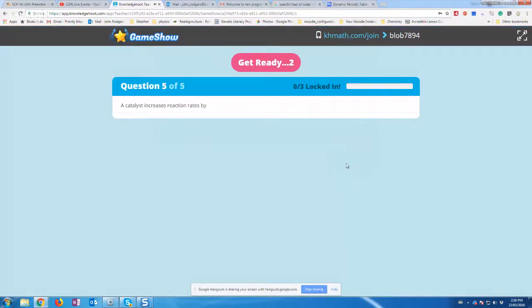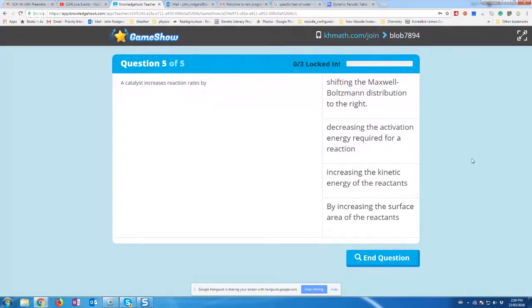Catalyst increases reaction rates by, get ready, shifting the Maxwell-Boltzmann distribution to the right, decreasing the activation energy required for a reaction, increasing the kinetic energy of the reactants, or increasing the surface area of the reactants. Okay, so all those things speed up the reaction. Which one is a catalyst doing?